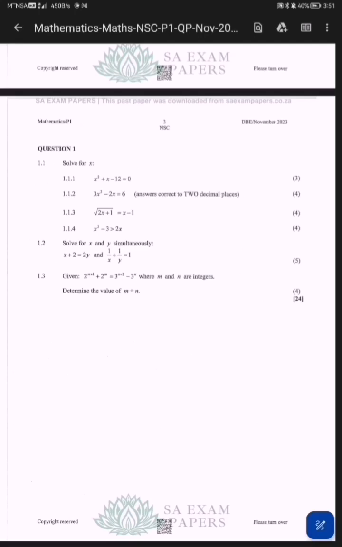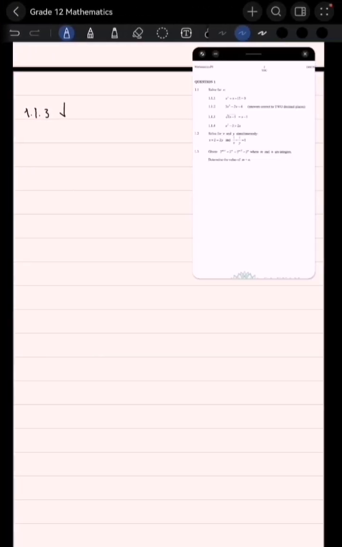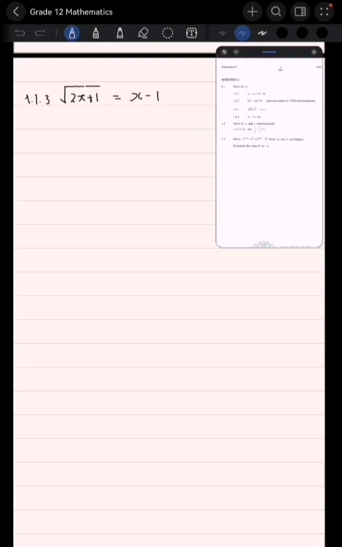Hi everyone, in this video we are going to do some Excel question 1.1.3. The expression is given as the square root of 2x plus 1 is equal to x minus 1. Before we can attempt this question, I would like you to get familiar with the following concept, as it will be useful when working with square roots.